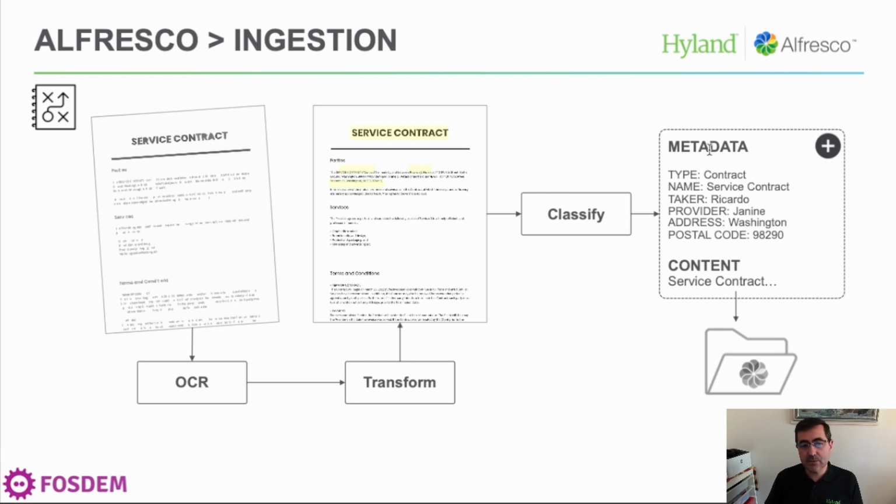In this case, we are extracting the metadata, the type of the contract, the name, the taker, the provider address, some metadata, and also the content of the document. And with that, we have the document inside the Alfresco repository.